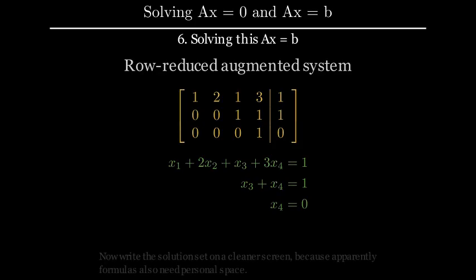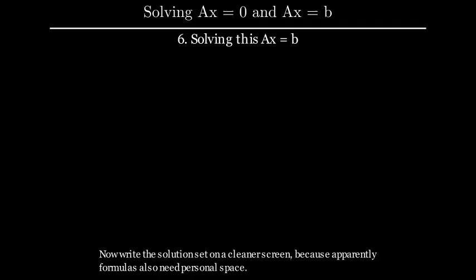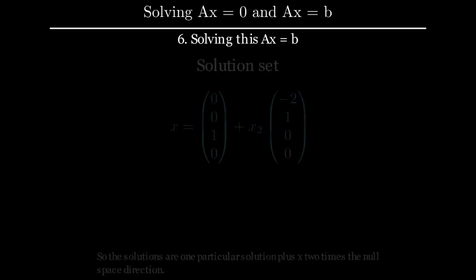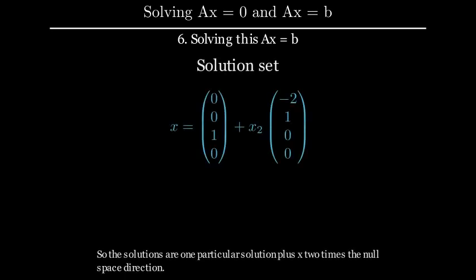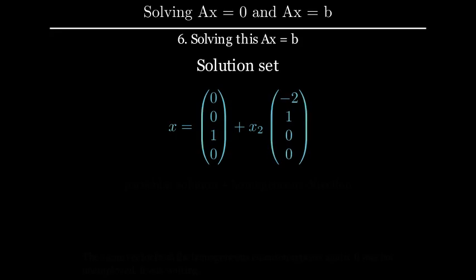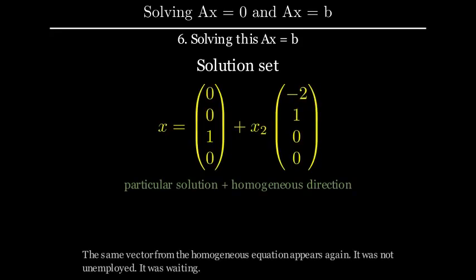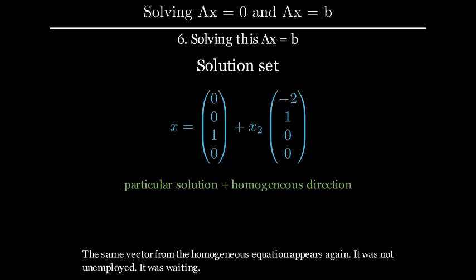Now write the solution set on a cleaner screen. Because apparently formulas also need personal space. So the solutions are one particular solution plus x2 times the null space direction. The same vector from the homogeneous equation appears again. It was not unemployed. It was waiting.